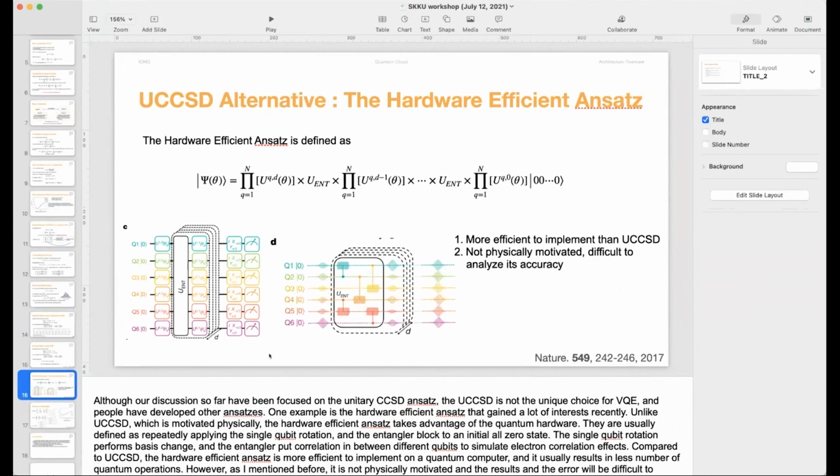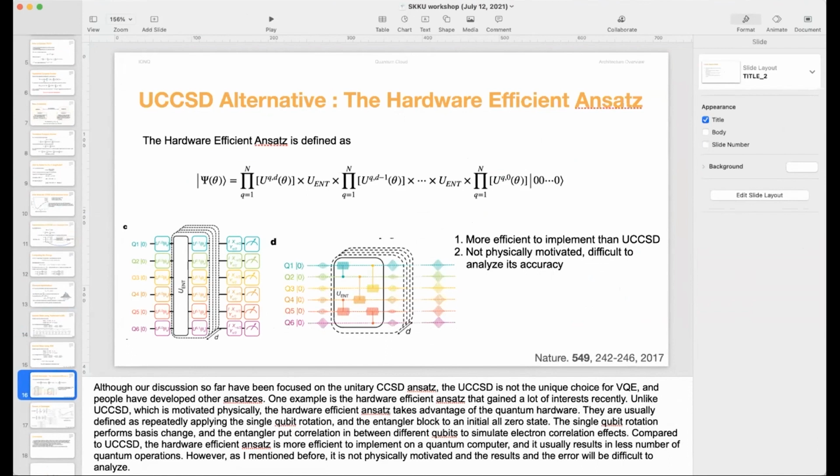Although our discussion so far has been focused on the unitary CCSD ansatz, the UCCSD is not a unique choice for VQE, and people have developed other ansatzes. One example is the hardware efficient ansatz that has gained a lot of interest recently. Unlike unitary coupled cluster singles and doubles, which is motivated physically, the hardware efficient ansatz takes advantage of the quantum hardware. They are usually defined as repeatedly applying a single qubit rotation and an entangler block to an initially all zero state. The single qubit rotation performs the basis change, and the entangler puts correlations between different qubits to simulate electron correlation effects. Compared to the unitary CCSD, the hardware efficient ansatz is more efficient to implement on a quantum computer, and it usually results in fewer quantum operations. However, as mentioned before, it is not physically motivated, and the results and the errors will be difficult to analyze.